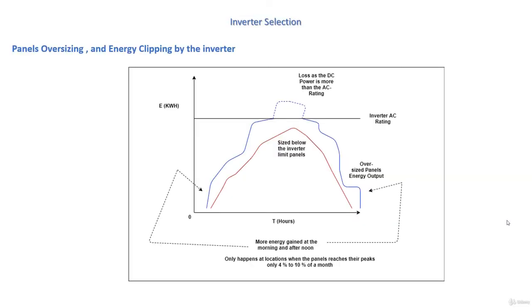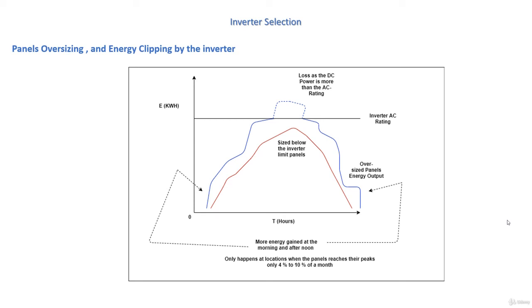If you oversize the panels or the module's output power to be more than the AC rated power of the inverter, in some cases you would have a great benefit. If we compare two system energy outputs, one below the AC rated power and another one higher than the AC output power rating, we can see that when we increase the number of modules and oversize the panels, yes, we lose some energy at their peak, but in the morning or the afternoon they don't work at their peak, so we get higher energy.